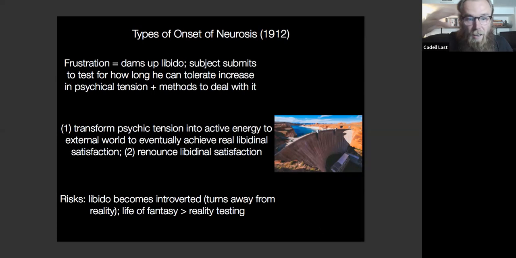Or you can also renounce libidinal satisfaction. This renunciation and this movement of renunciation is the foundation for many traditions, like, for example, the monk or the nun who withdraw from the whole libidinal tension. Now, Freud says that the libido becoming introverted, turning away from reality, is a danger because the life of fantasy can dominate over reality testing.